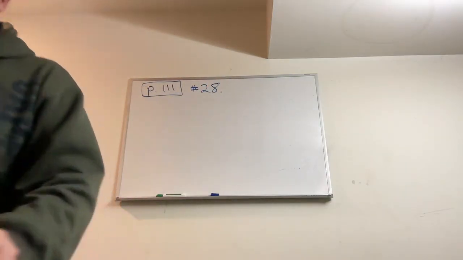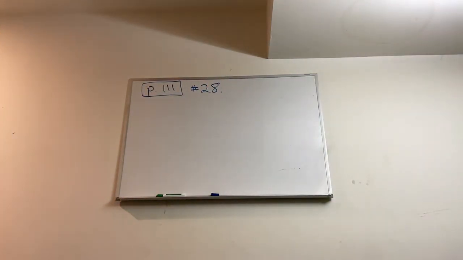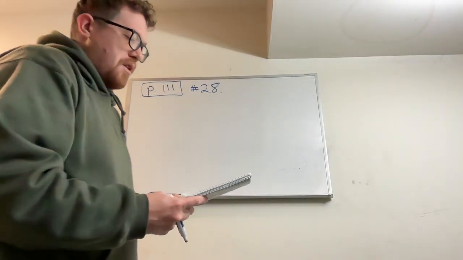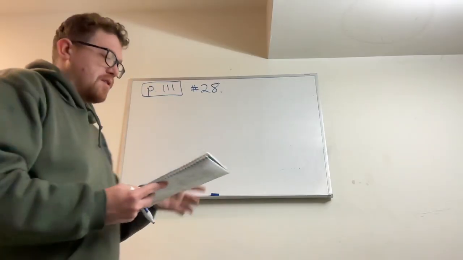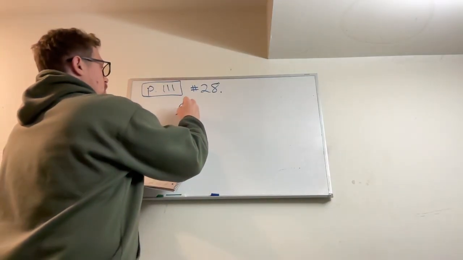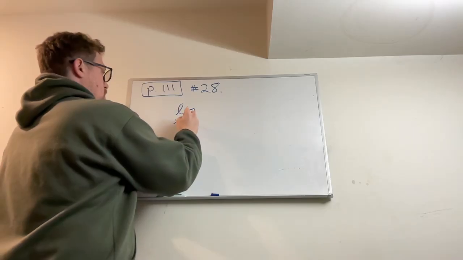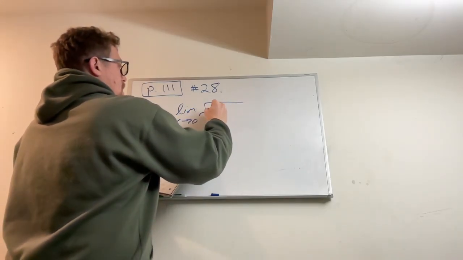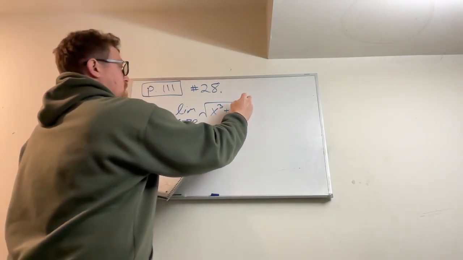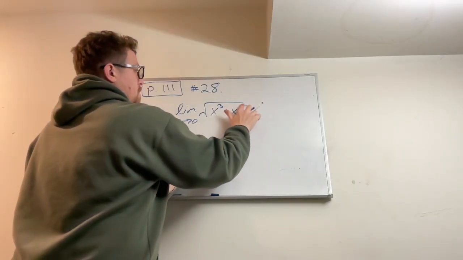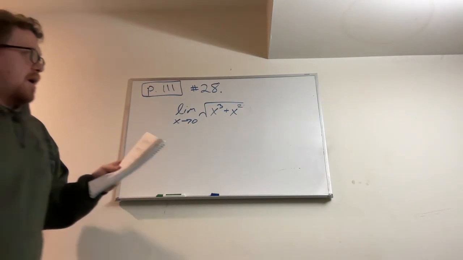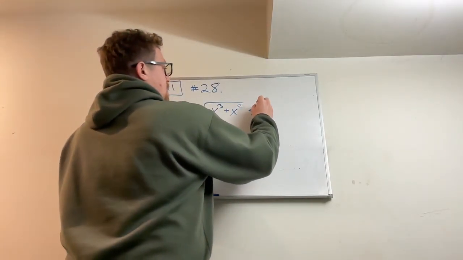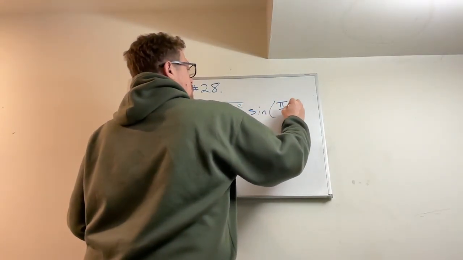All right, so problem 28. It says use the squeeze theorem. Essentially, it says use the squeeze theorem to show that this particular limit is 0. And it's x, oops, a little messy. So x cubed plus x squared, and that times the sine of pi over x.